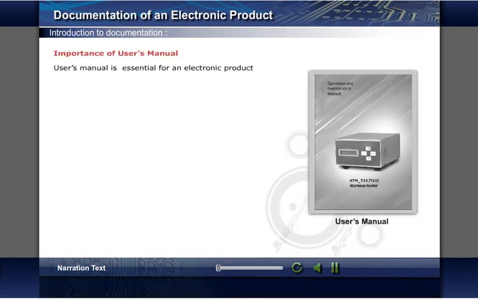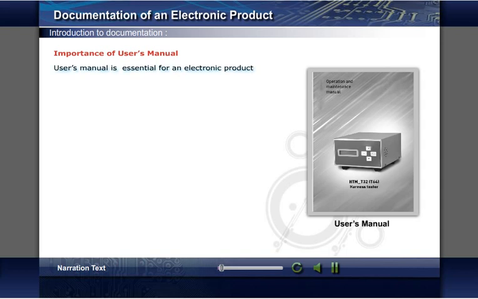A user's manual is essential for an electronic product. It helps the user to understand the product and all its functions. One can also refer to it in case of difficulties related to the product. A user's manual should be correct and easy to understand.